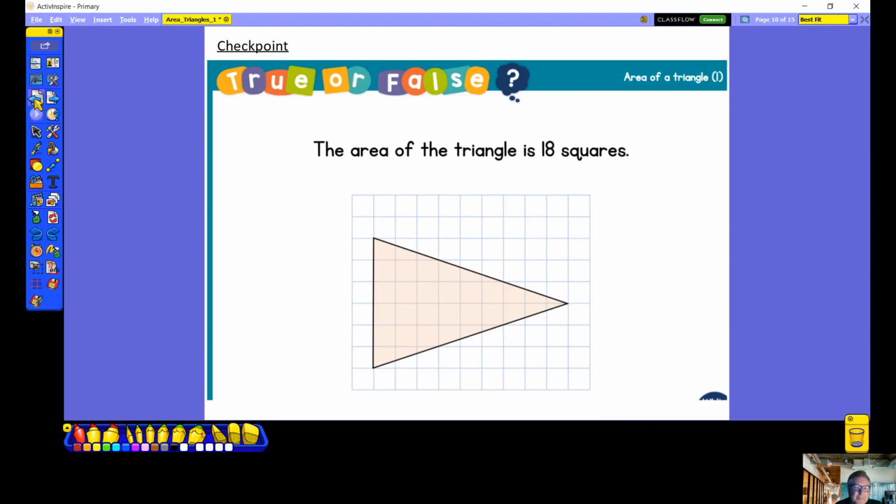Let's go back here. 1, 2, 3, 4, 5, 6. How many high was it? What was the height? So we're going down this midline, aren't we? 1, 2, 3, 4, 5, 6, 7, 8, 9. So that's 9 in the orange. And then in the red, what do we have? 6.